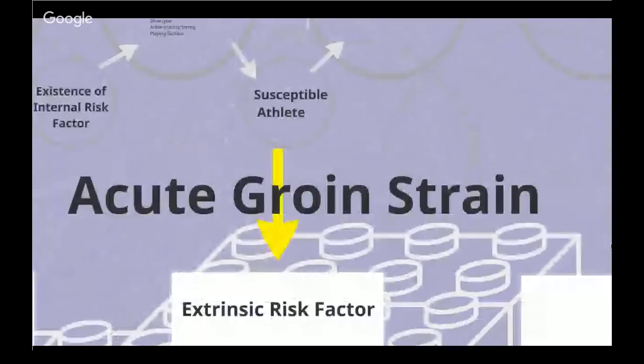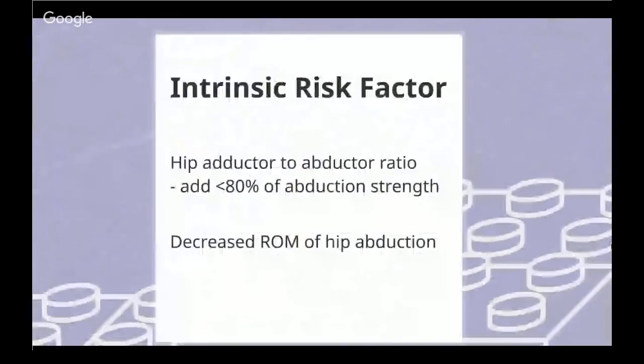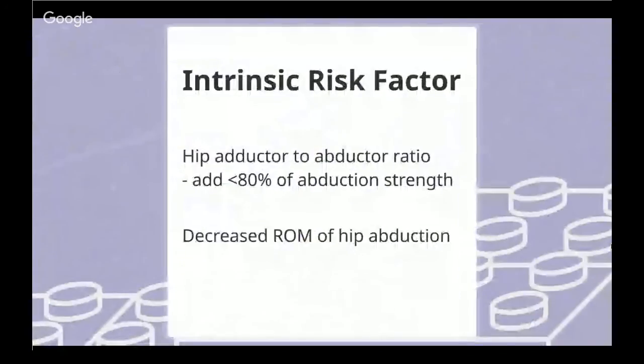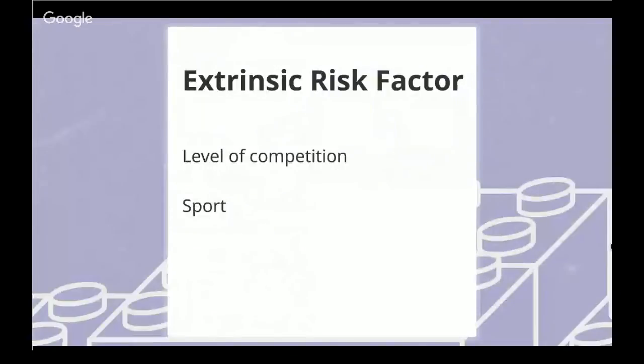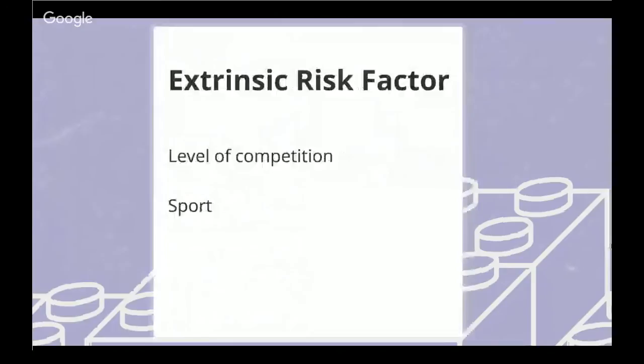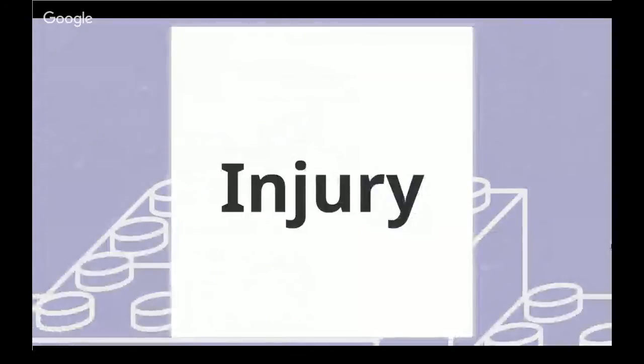Now let's look at an acute groin strain, for example. You have an intrinsic risk factor, so hip adductor to abductor ratio. If the adductors are less than 80% of abductor strength, then you are more predisposed, as well as with decreased range of motion of hip abduction. Some extrinsic factors could be level of competition or sport. A swimming athlete may not have as high a chance of injury to the groin as, say, a soccer player. And finally, an injury can occur.